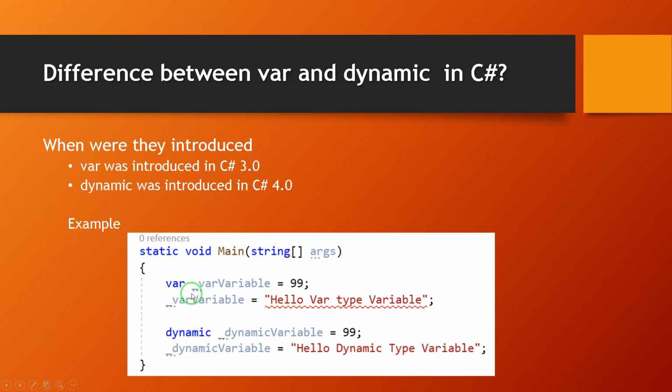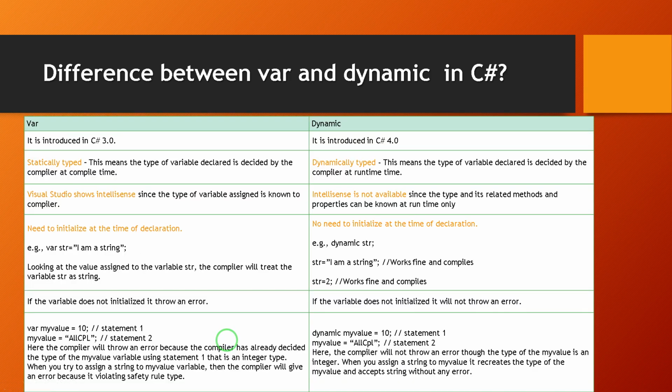This is the example we already checked. We define one var variable and assign an integer value, and in the next line we assign a string value. At that time it displays the error. In case of dynamic it works fine. Now we check the differences between var and dynamic one by one.